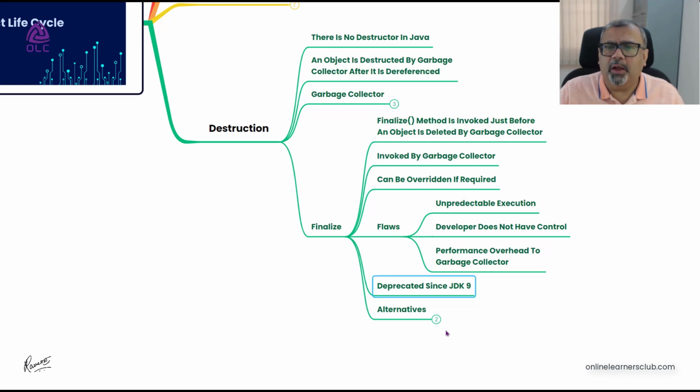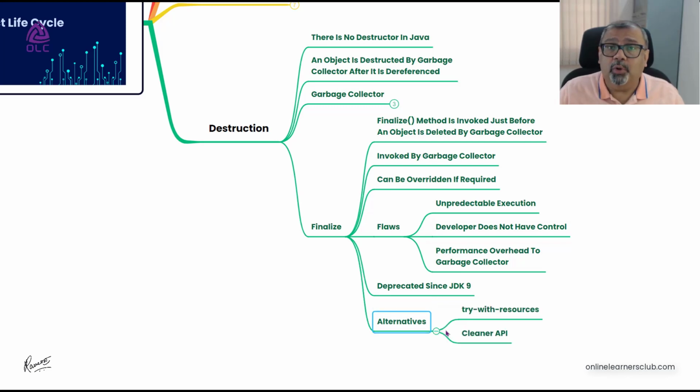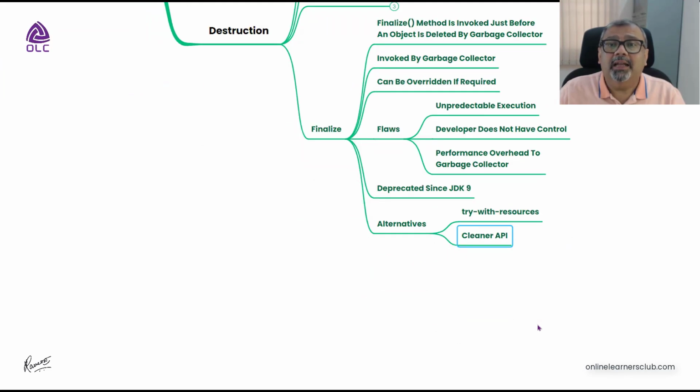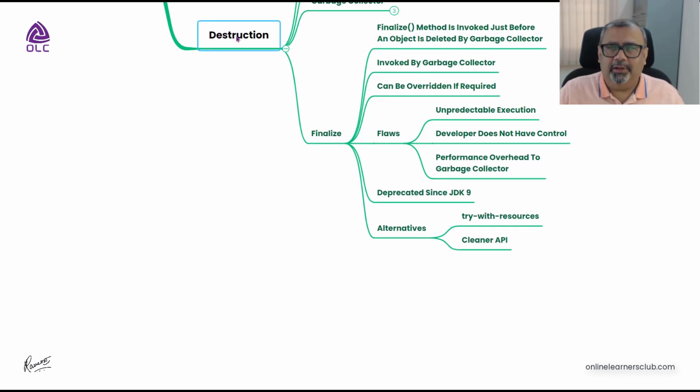So how do you address this problem? We have some alternatives. Since it is not a very good option, in JDK 9 this was deprecated and marked for removal. So it is better to avoid finalize. In this chapter we demonstrated it so that you will be aware of this particular method, but in later courses I will talk about other alternatives, like try with resources, and we also have a neat implementation called the Cleaner API. We will talk about this in later chapters or later courses.